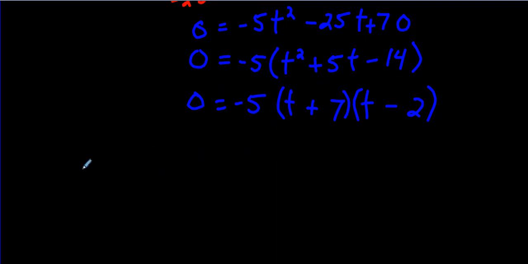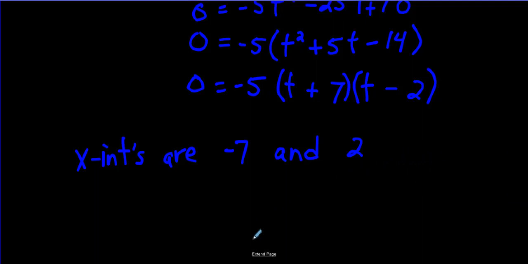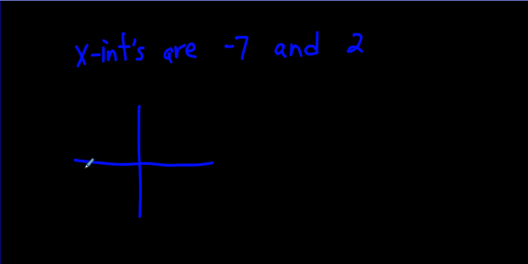So the x-intercepts are negative 7 and, look over here, t minus 2. Well, do the opposite of minus 2, it would be plus 2. So we've got negative 7 and 2. Okay? Now remember what I said before, we've got a parabola here. I'm going to quickly draw it. The parabola is cutting through at negative 7 over here and at 2.